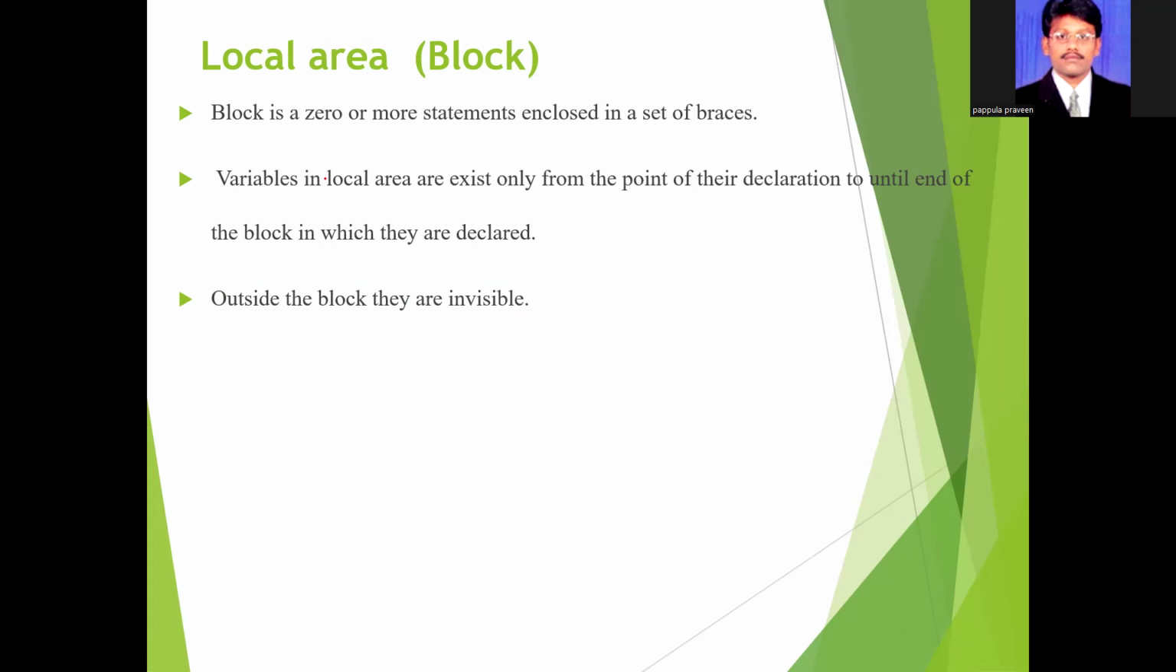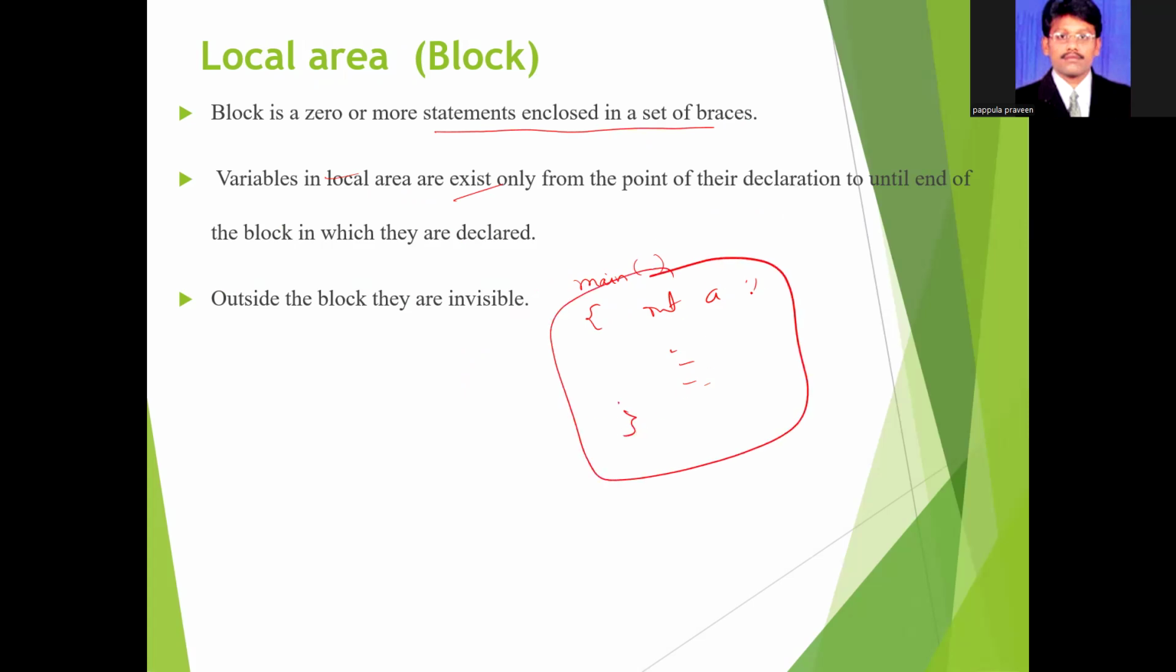Now, a local area block is a compound statement enclosed in braces. Variables in the local area exist only from the point of declaration until the end of the block. It means, suppose in main I declare an integer A, and we have some other statements, then close the curly brace. Now this is one block. In this block, A is active. Suppose I want to take one more block. In that other block, A is an undefined or undeclared variable. Outside the block, variables are invisible.